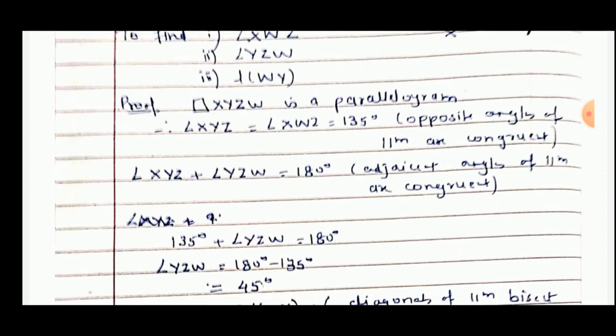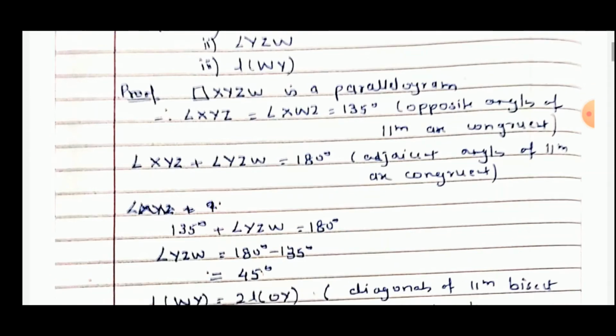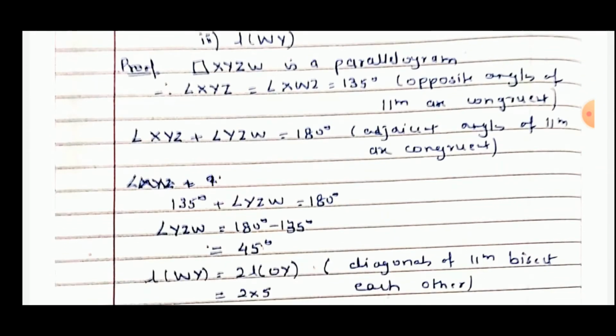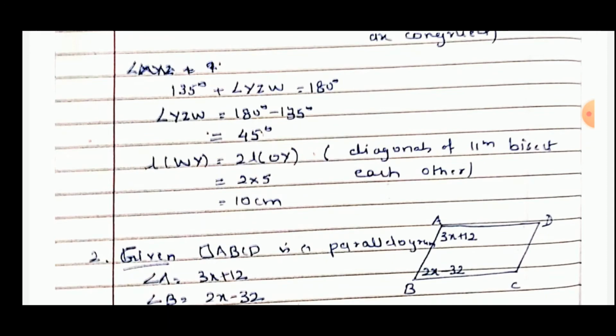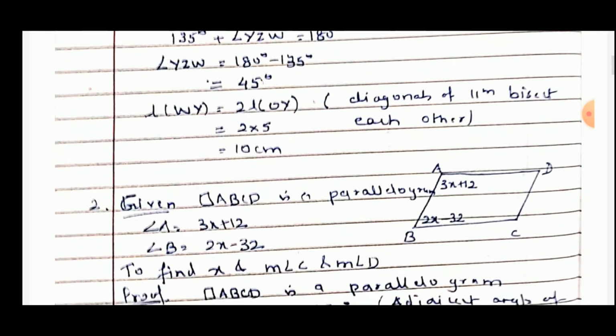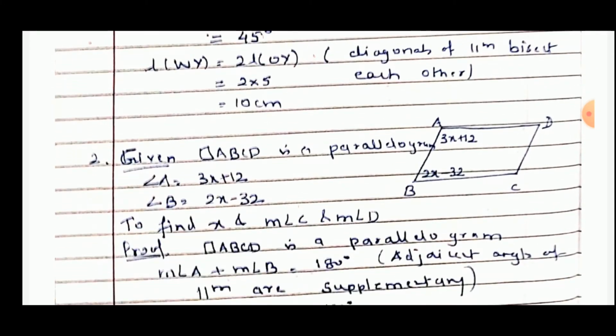So now here you will get 135 plus angle YZW is equal to 180 degrees. So YZW will be equal to 180 minus 135, that is 45 degrees. Now length WY is equal to twice the length of OY, diagonals of the parallelogram bisect each other. So 2 into 5, that is 10 centimeters.